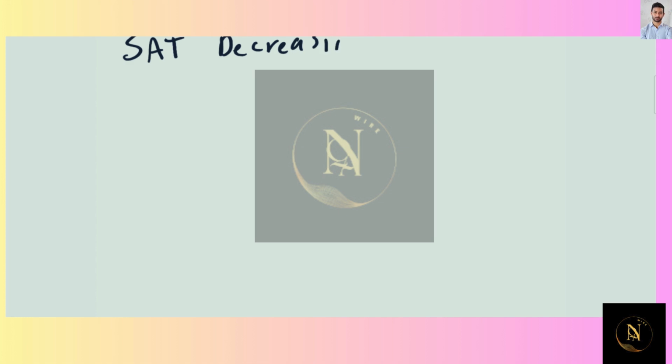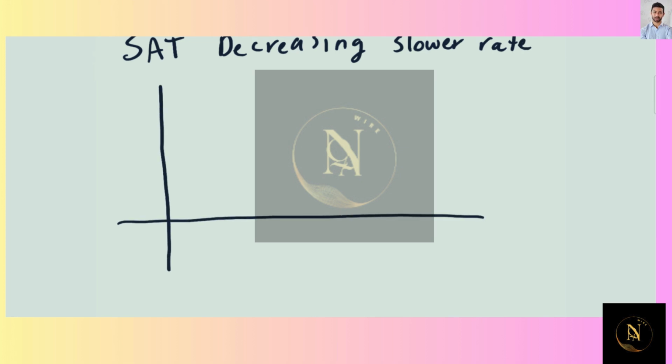So we're told in this question that SAT scores are decreasing at a slower rate. So what that means is that we're decreasing, but we're actually not decreasing as much as we were before. So if we were to look at a graph that's decreasing at a slower rate, at some point we'd be decreasing, decreasing, decreasing, and then we're decreasing less and less and less like this. So we're going towards a positive slope, but we're still decreasing.